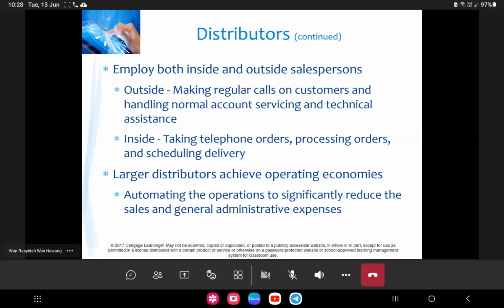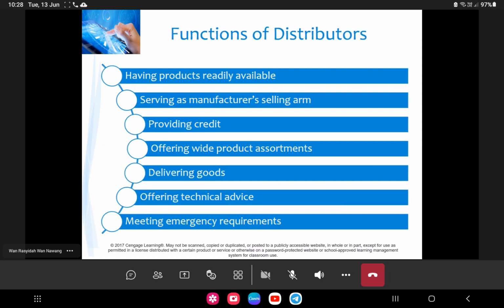Employ both inside and outside salesperson. Large distributors achieve operating economies. So these are the functions of distribution: distributors having products readily available, serving as manufacturer selling arm, providing credit, offering wide product assortments, delivering goods, offering technical advice and meeting emergency requirement.